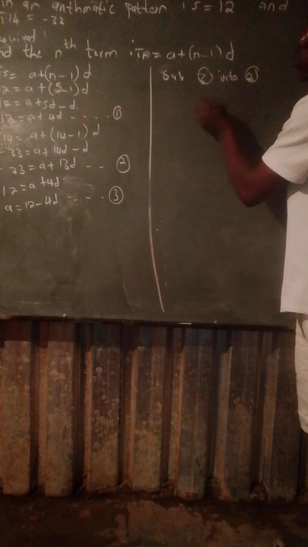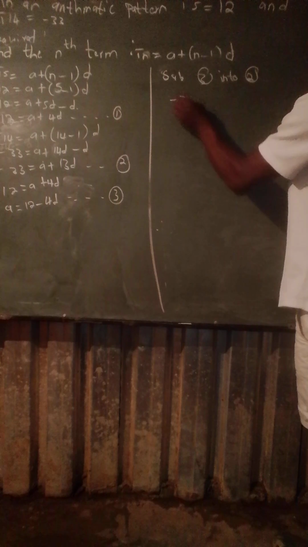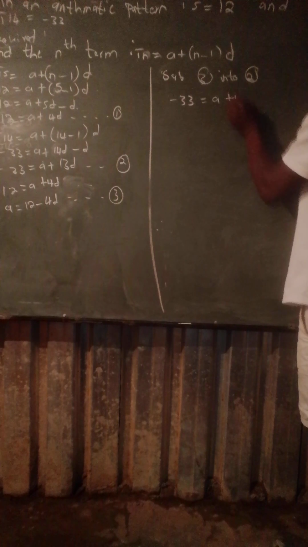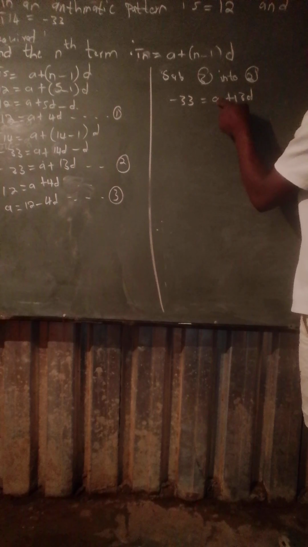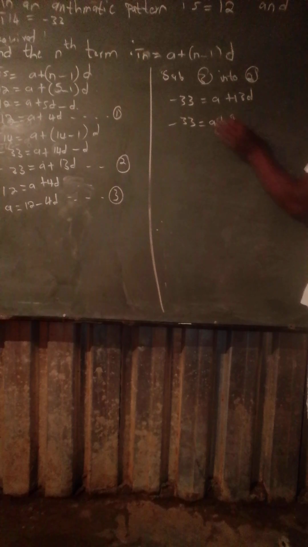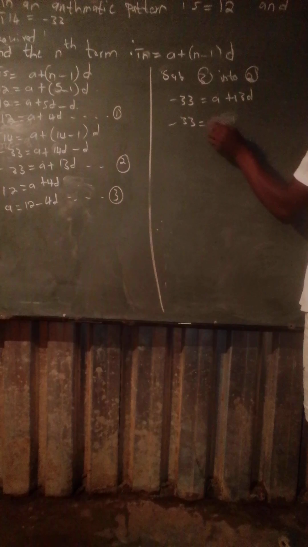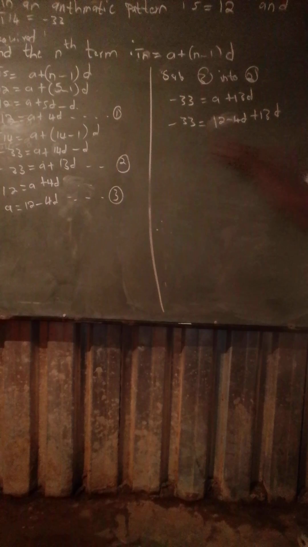Now, what is my equation 2? My equation 2 is minus 33 equals a plus 13d. Now, for a better solution, where I see a, I substitute with 12 minus 4d. So negative 33 equals 12 minus 4d plus 13d. I will be left with plus 9d.